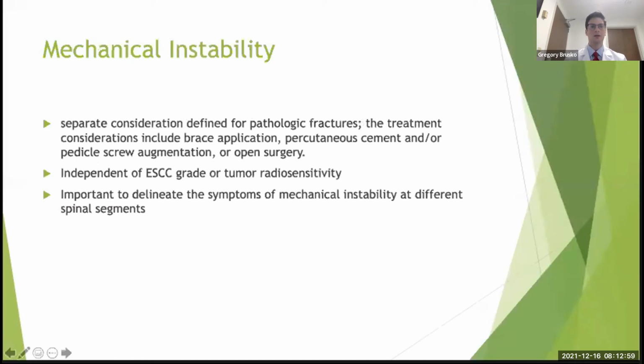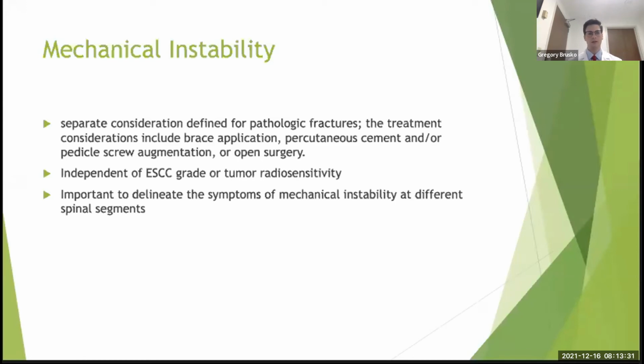The next, mechanical instability. So it's important to note that this is independent of the epidural spinal cord compression grade or tumor radiosensitivity. And so it's a separate consideration defined for any pathologic fractures. The treatment options include bracing, percutaneous cement, pedicle screw augmentation, or open surgery, all of which we'll discuss in a bit as well. But it serves as an indication for surgery, again, regardless of the neurologic or oncologic assessment.